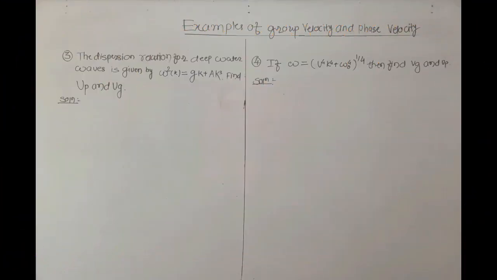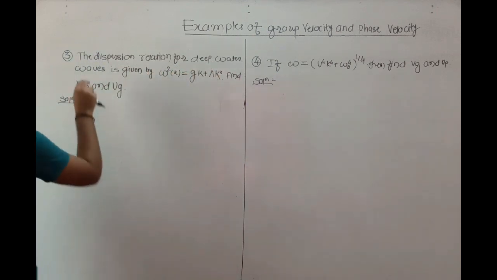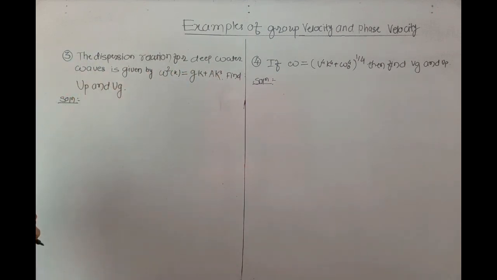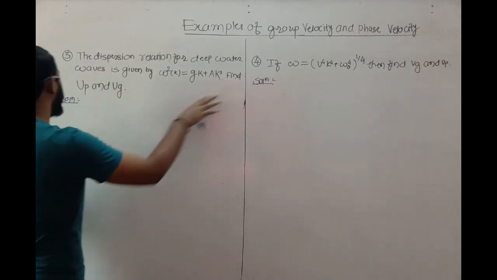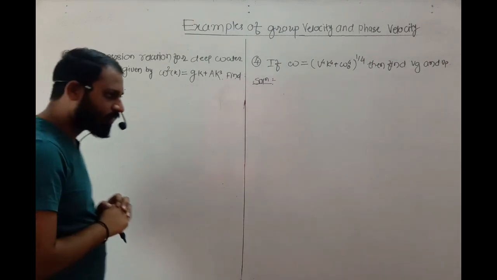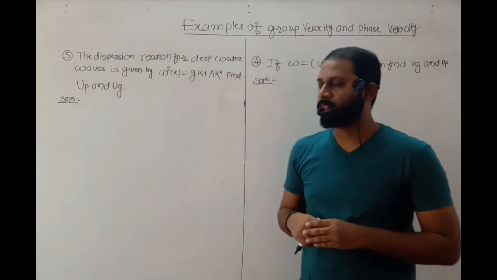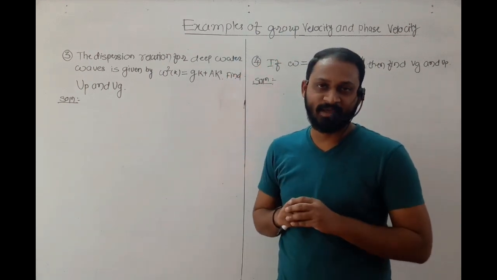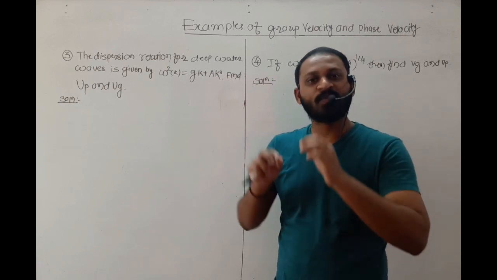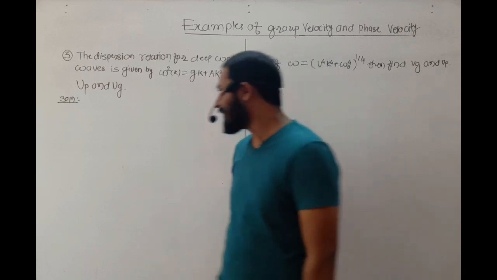Now see again the examples number 3 and 4. In problem number 3, what is given? The dispersion relation for a deep water wave is given by omega square equals gk plus ak cube. Find Vp and Vg. In the first session on group and phase velocity, I derived the relations for Vp and Vg in terms of omega and k. Phase velocity Vp equals omega by k, and the group velocity Vg equals d omega by dk.